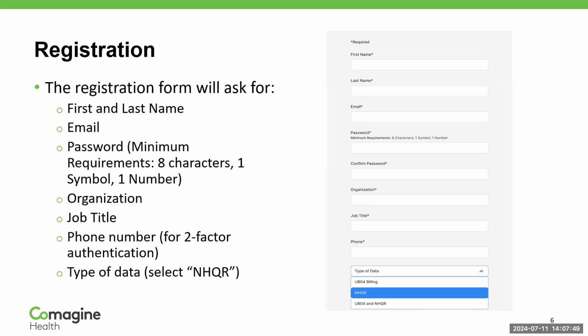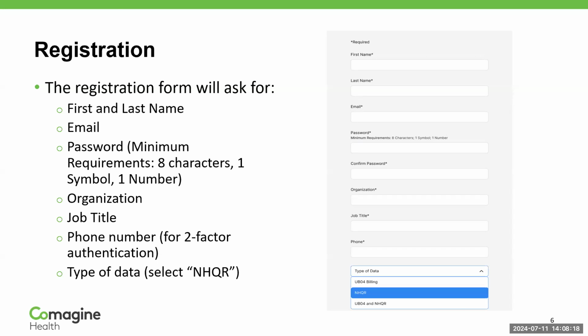Registration is going to ask for your first name, last name, email, a password, organization, job title, phone number, and type of data. One note on the phone number, it is going to be used for two-factor authentication. You'll be texted a code that you'll have to put in. So please use a cell phone number. We did that type of two-factor authentication because it is the most secure, and we definitely want to keep your data as secure as we can be. So please enter a cell phone number there.